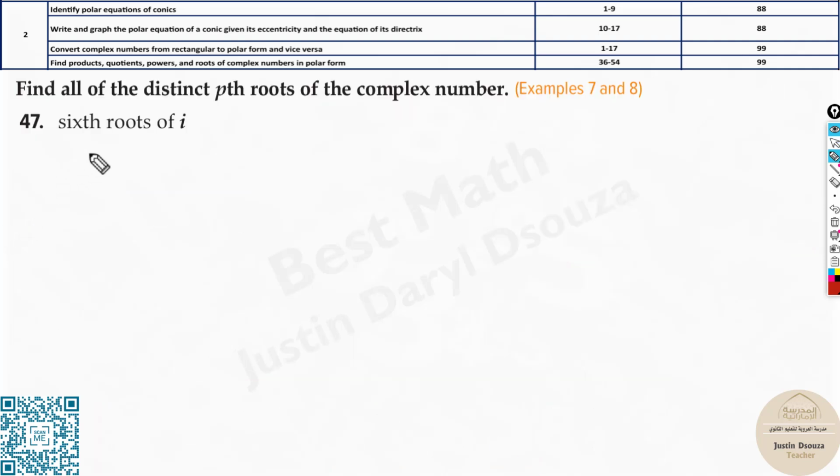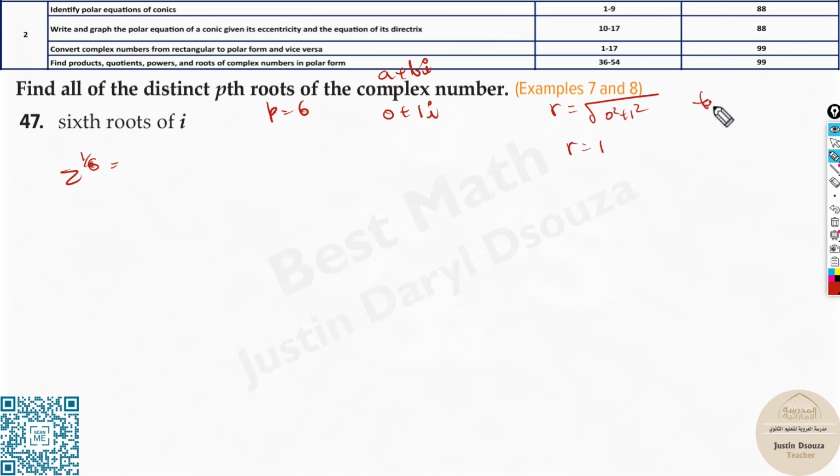So for this problem, all you need to do is take the 6th root. The p value will be 6. 6th roots, right? And then we do the same thing. Let's quickly try to do this problem. z to the power 1 by 6 will be equal to, I'm directly writing the substitutions. Now first r. It is just i, so it is a plus bi. The a value is 0 plus b is 1i. So the square root of 0 squared plus 1 squared, r is 1.